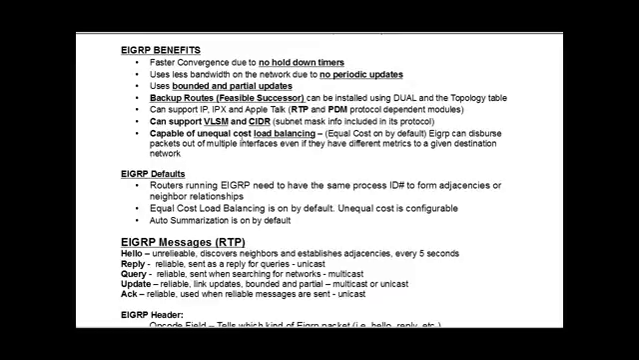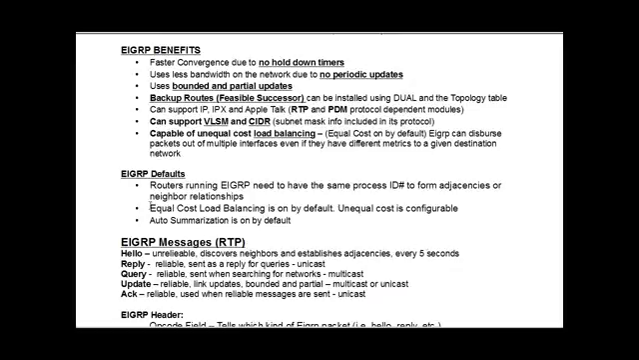It's also capable of unequal cost load balancing if you have multiple paths to a destination network and they're of unequal cost, meaning different speeds on those links to get there. You can configure EIGRP to send packets out of multiple interfaces, even if those interfaces have different metrics.